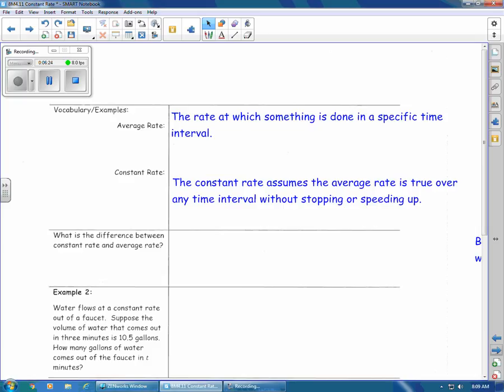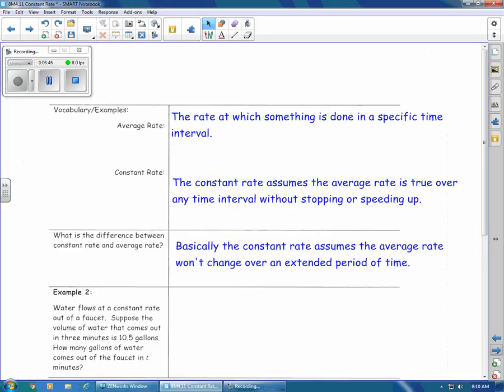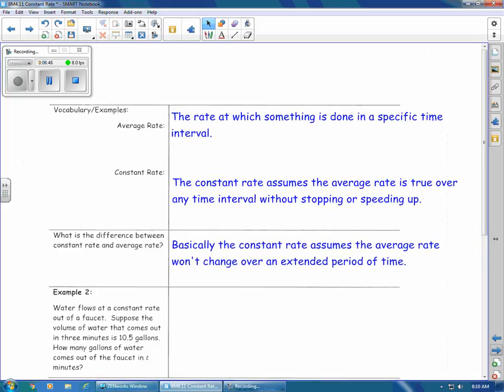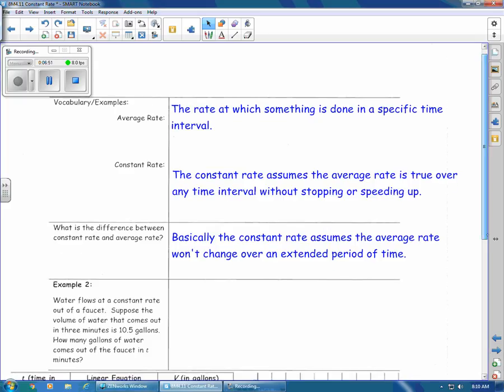So when we're taking that average that we figured out that Pauline could mow in that 2.5 minutes, and we're extending it over, we're saying we're going to assume that she's not going to stop and take a break, she's not going to have to slow down around corners or anything like that, she's just going to keep mowing at that constant rate continually. And that's the difference. So basically, the constant rate assumes that the average rate won't change over an extended period of time. So let's look at another example here.